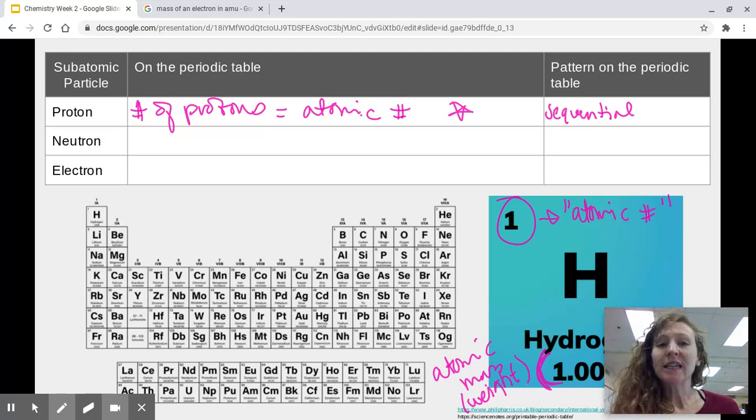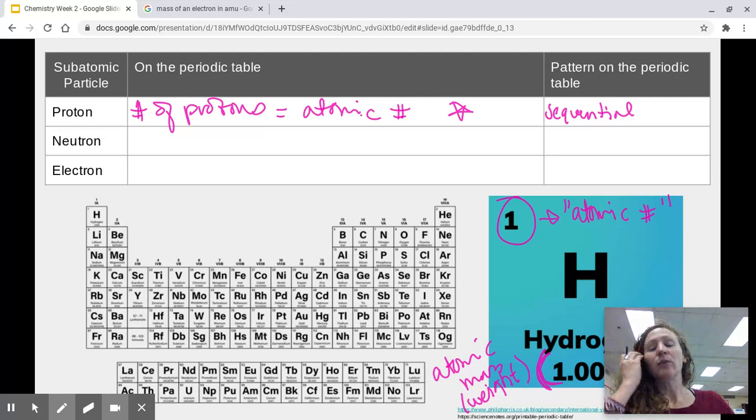So when you're looking at that number, we can figure out how many subatomic particles exist by looking at that number. But in order to do that, you have to round the number off. So you round the atomic mass just to the closest number. So for hydrogen, we would round it to 1. For helium, that's 4.0026. We'd round it to 4. For fluorine, that's 18.998. We'd round it to 19. So when you're looking at that atomic mass, just round it to the nearest whole number.